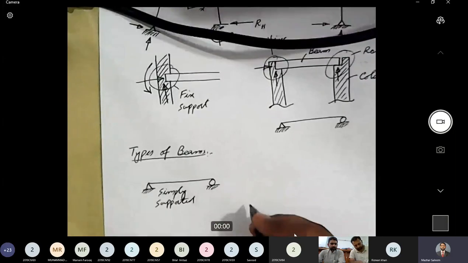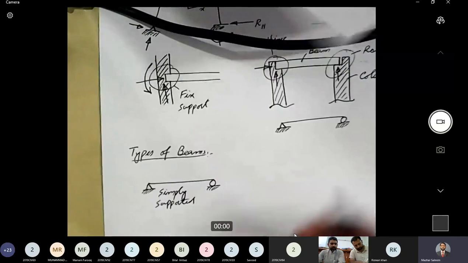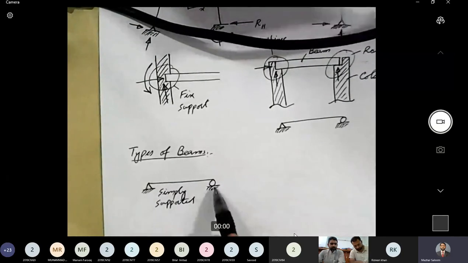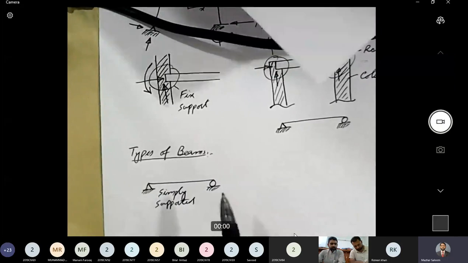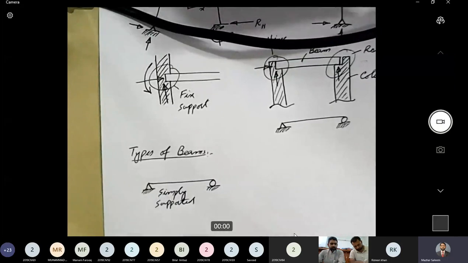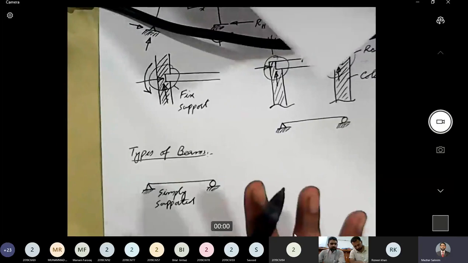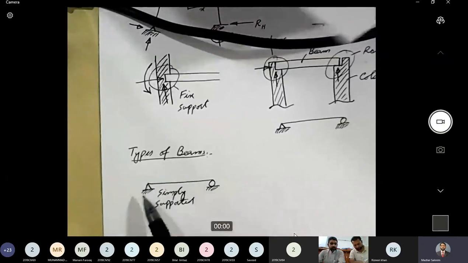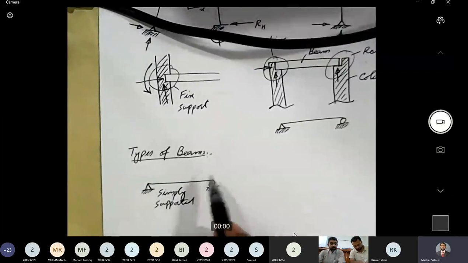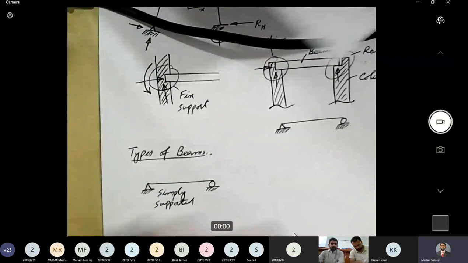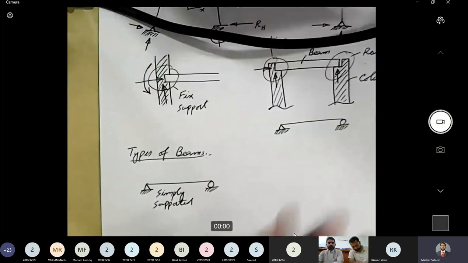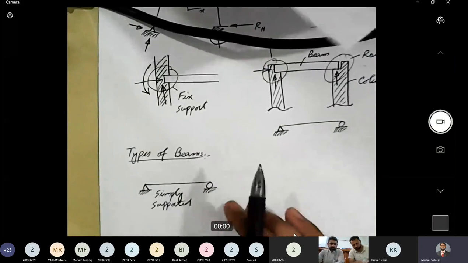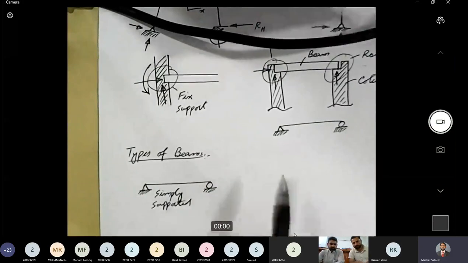This is a simply supported beam. What is a simply supported beam? It's a beam that has a hinge support and a roller support. One clarity is that these types of beams have nothing to do with the applied loading. It may be subjected to a point load, a uniformly distributed load, a varying distributed load, or any load. Whatever the load acting on this beam, it will still remain a simply supported beam.